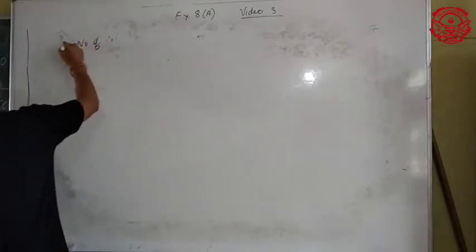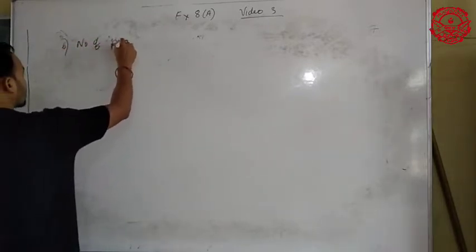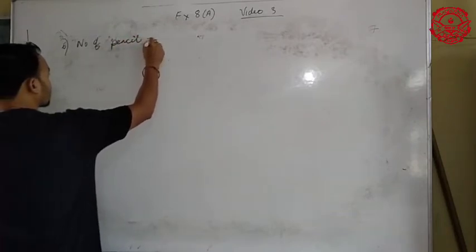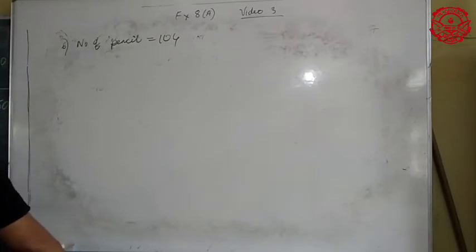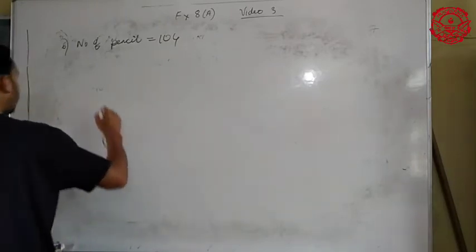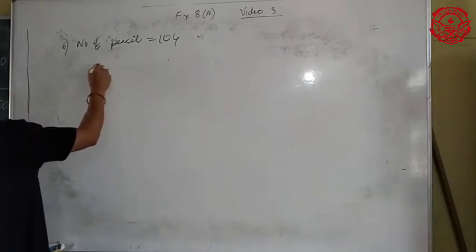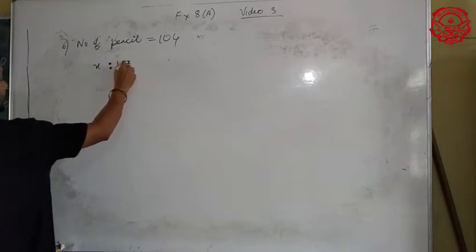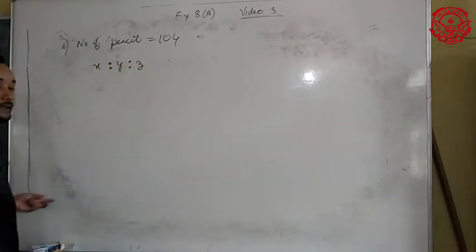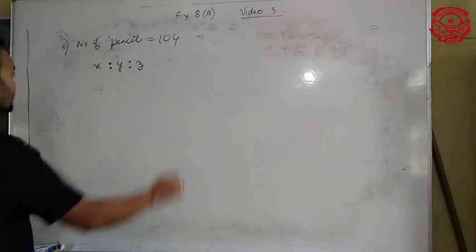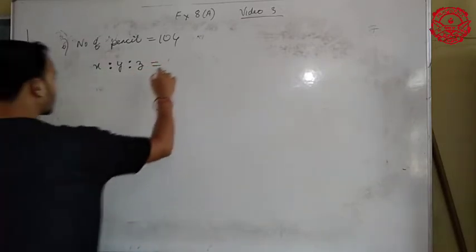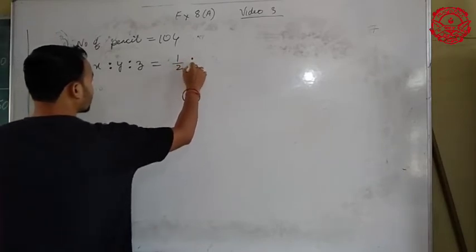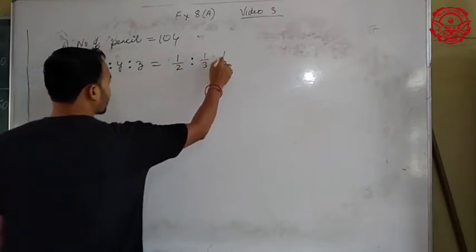Question number 6: 102 pencils. A particular cell is given 3 cylinders. Let the children be X, Y, and Z. I am considering the 3 cylinders to be X, Y, and Z, and their ratios are given in this form: 1/2 is to 1/3 is to 1/4.